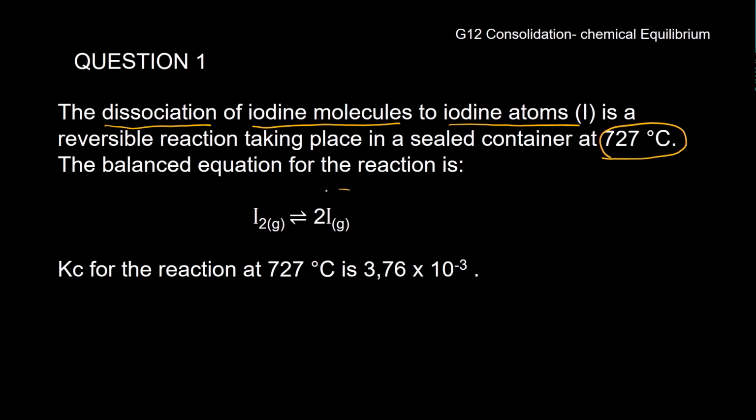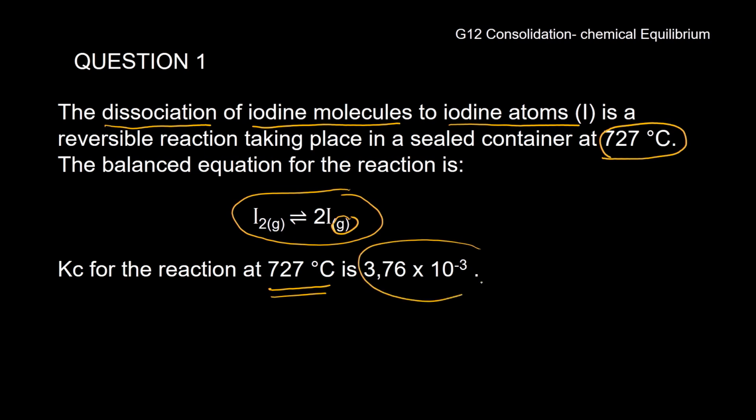They tell us that it's balanced, and we can see here that iodine, the diatomic iodine gas, will form iodine atoms, and that is also in the gaseous phase. It is reversible, so the reversible reaction is possible. The Kc for the reaction at this particular temperature is 3,76 times 10 to the minus 3.